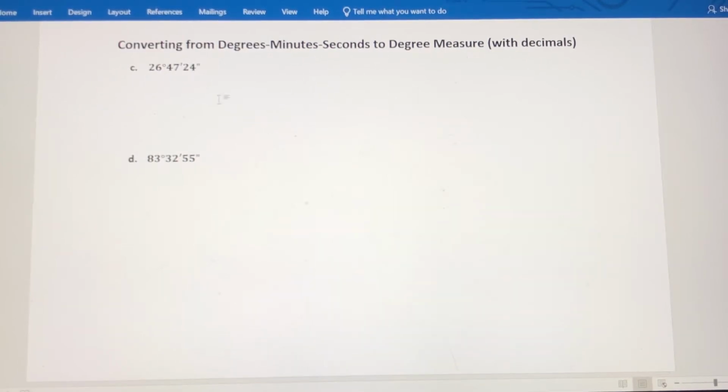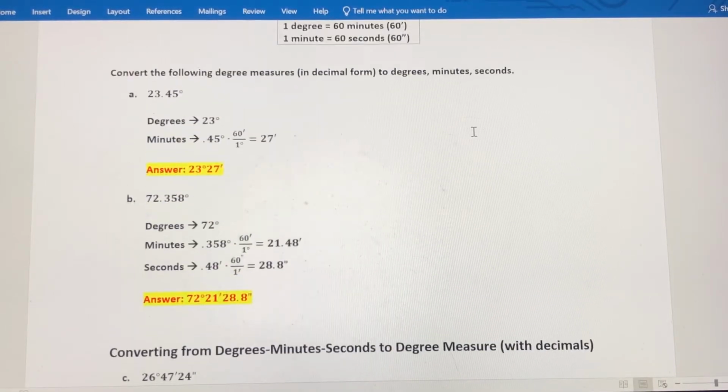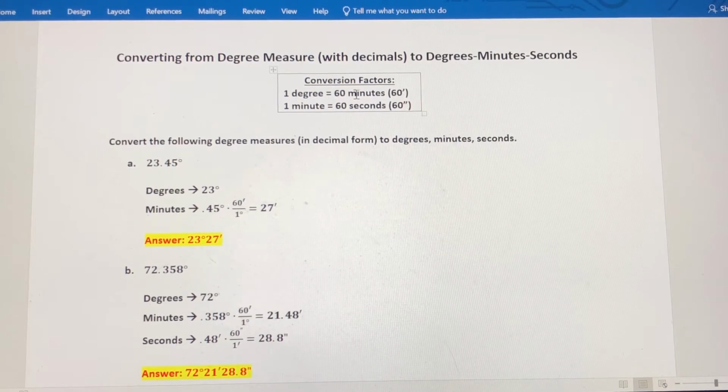In this video, we'll be converting from degrees, minutes, and seconds to degree measure with decimals. In part C here, we've got 26 degrees, 47 minutes, and 24 seconds, and we want to convert that to the most accurate degree form with decimals that we can. You have to remember our conversion factors from before: 1 degree equals 60 minutes, and 1 minute equals 60 seconds.